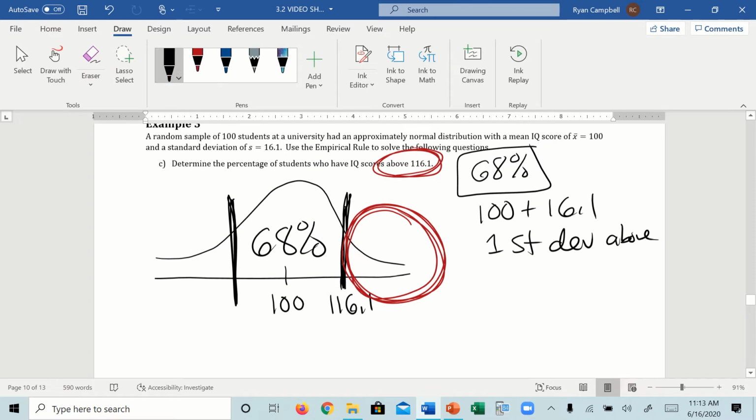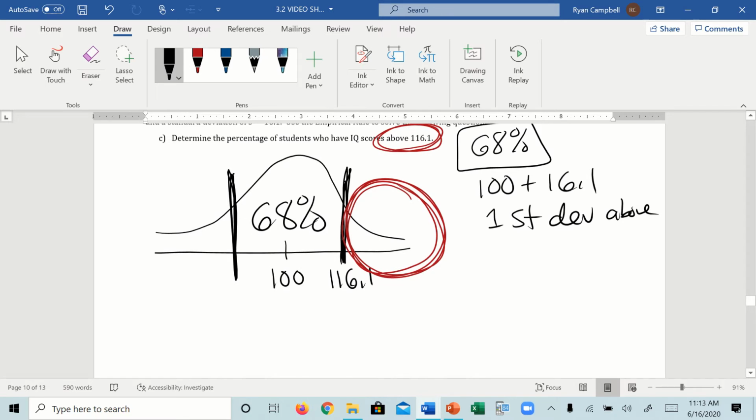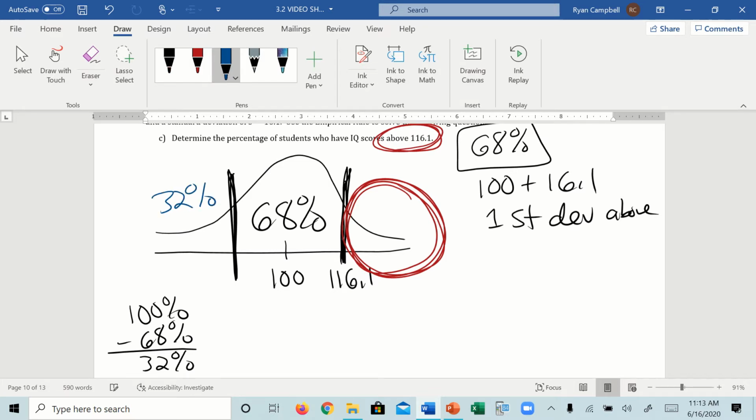Well, let's think about this. If 68 is in the middle, what does the total percentage have to add up to be? 100%. So if 68 is inside, what percentage is outside? We can do 100% minus 68%, right? And we get 32%. So that means 32% is over on the left side and 32% is over on the right side, right?